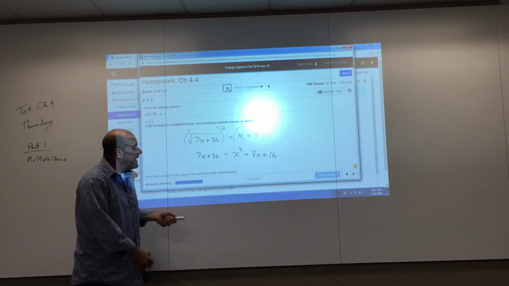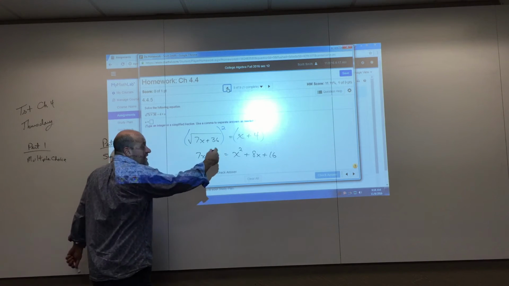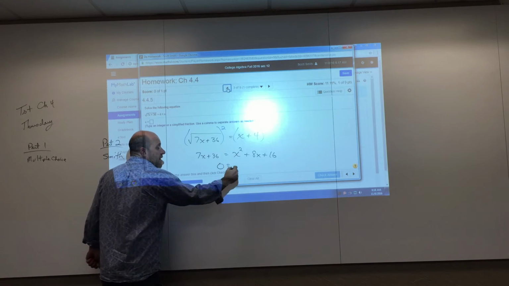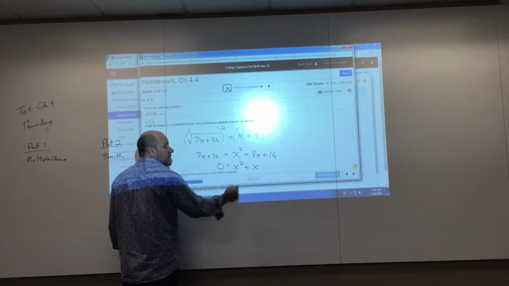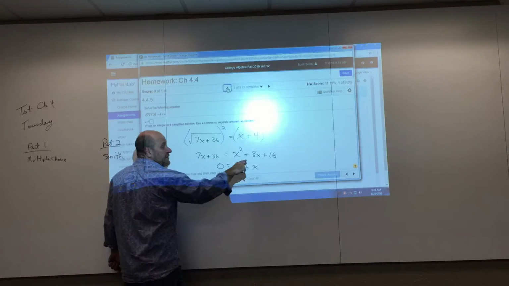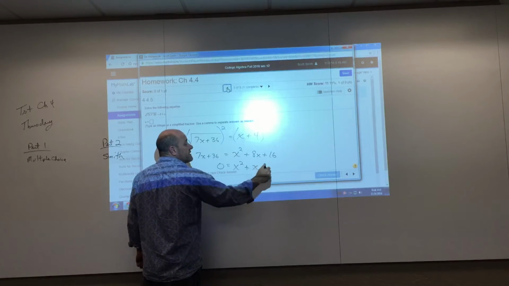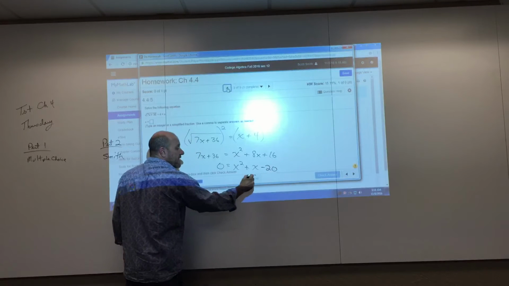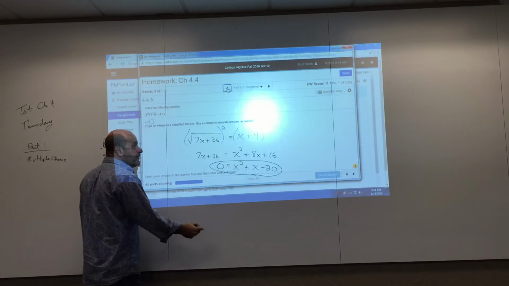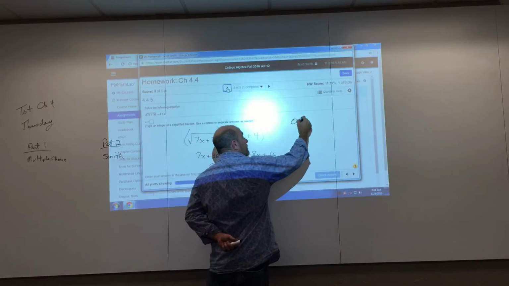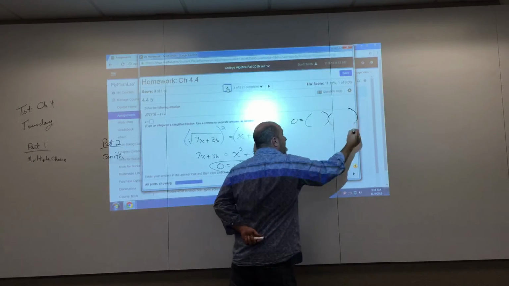It's quadratic, and I should move everything to one side, get it equal to 0. I'm going to subtract the 7x. That'll give me an x over there. I'm going to subtract the 36. Subtracting 36 is negative 20. Hey, this ain't too bad. I think I can factor that.